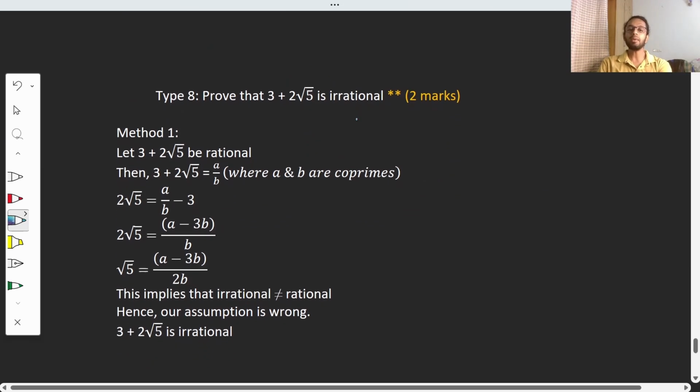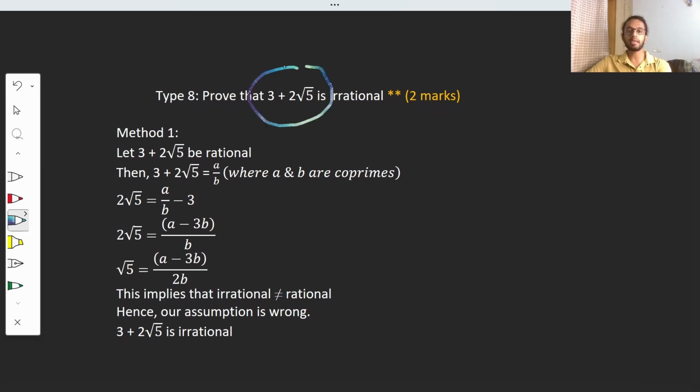Now we go to the last type of concept in this particular chapter, which is compound terms. What we mean by compound terms is, instead of just giving proof that root 5 is irrational, they would give you some other numbers attached to it. And these may be asked in 2 marks or 5 marks.